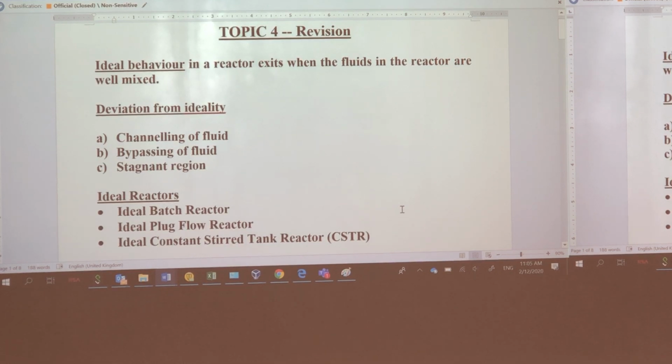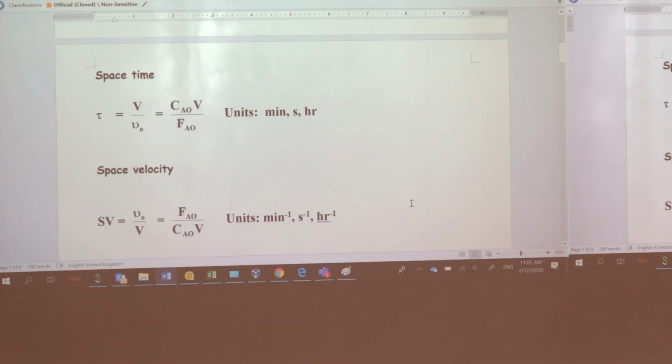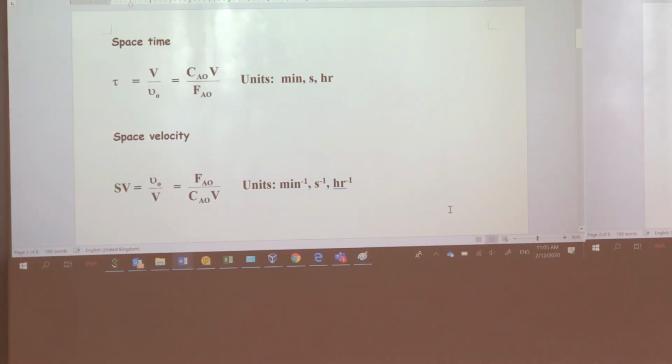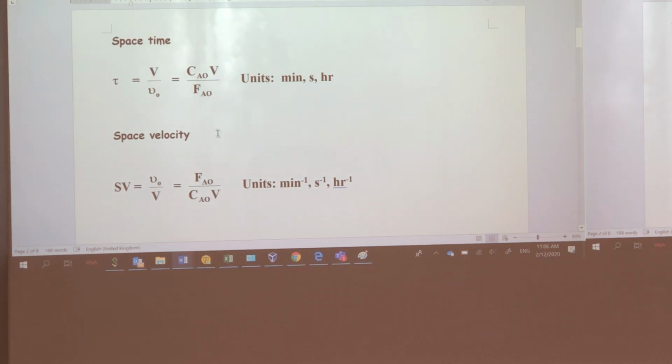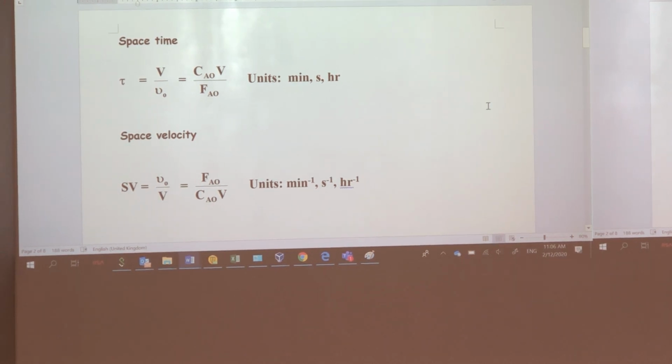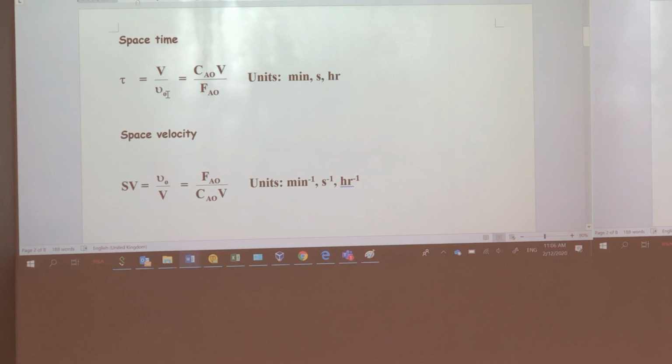Can we move on? Okay, then for topic 4, we have introduced a new concept here, space-time and space velocity. Please take note. We will not give you the formula for space-time and space velocity. You memorize it. Space-time is the reactor volume over the volumetric flow rate. But if you don't have the volumetric flow rate directly, you have concentration, you have molar flow rate, that also works. So please memorize this.